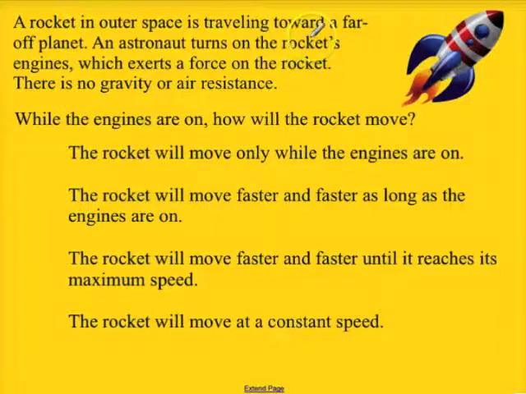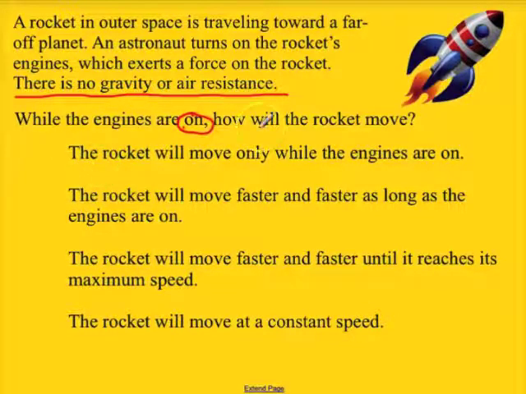So a rocket in outer space traveling towards a far-off planet. An astronaut turns on the rocket's engines, which exert a force on a rocket. Now here, this is important. Assume there is no gravity or air resistance. While the engines are on, how will the rocket move? The rocket will move only while the engines are on. The rocket will move faster and faster as long as the engines are on. The rocket will move faster and faster until it reaches its maximum speed. The rockets will move at a constant speed.